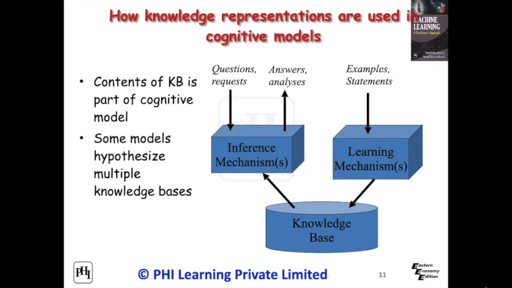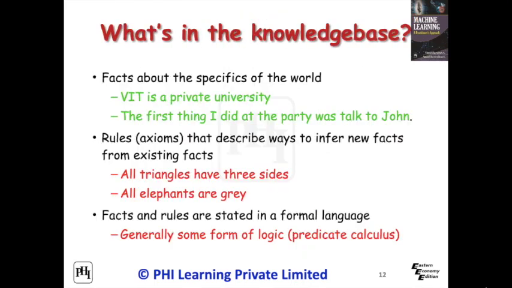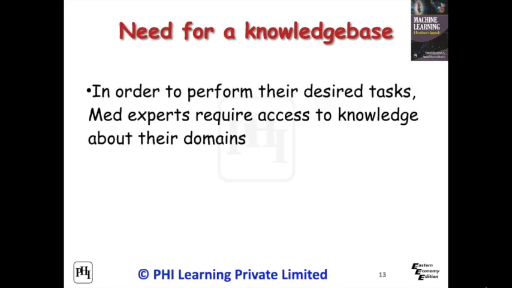Contents of knowledge base is part of cognitive model and some models hypothesize multiple knowledge bases. A knowledge base is a type of database for knowledge management. The knowledge base contains means for information to be collected, organized, shared, searched and utilized. The knowledge base has facts, rules and its connected relations. There are general facts which are known to all. Such facts are stored in knowledge base.